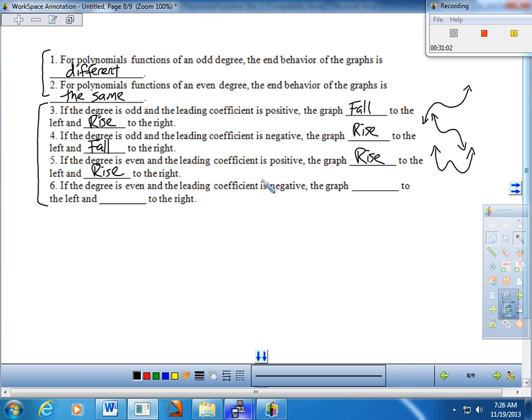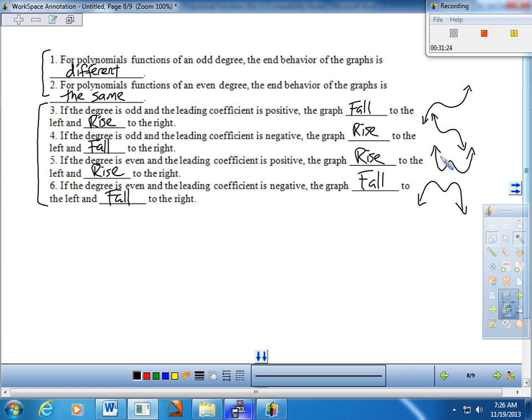And last but not least, the degree is even and the leading coefficient is negative, so it's going to be fall, fall. Something like this, just sort of the flipped version, so to speak. And there you have it. Those are the only four we'll see: odds and evens.